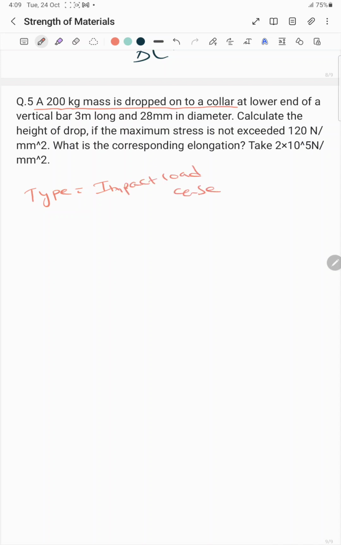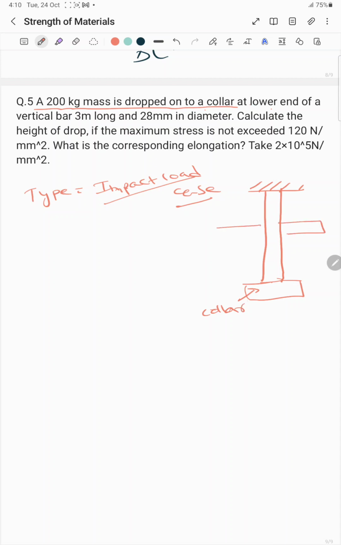Here it says that a 200 kg mass is dropped onto a collar at the lower end of a particular bar, 3 meter long and 28 mm in diameter. In the case of impact load, one end is fixed and this is the rod, where at the end of this rod the collar is attached, and at some height there will be some weight.